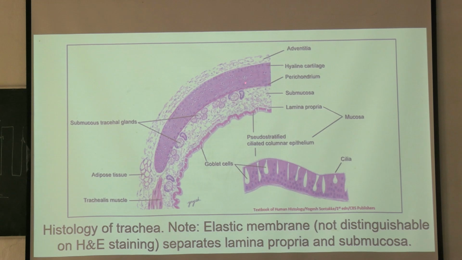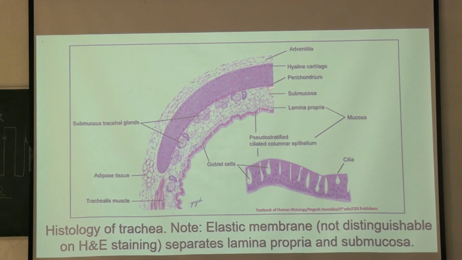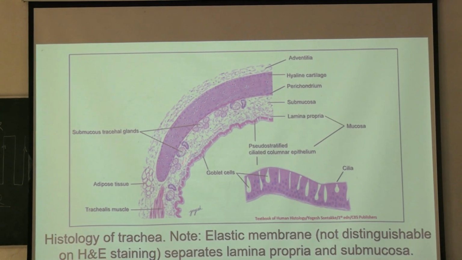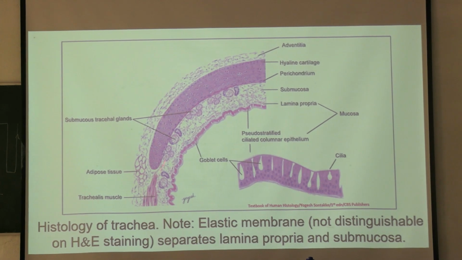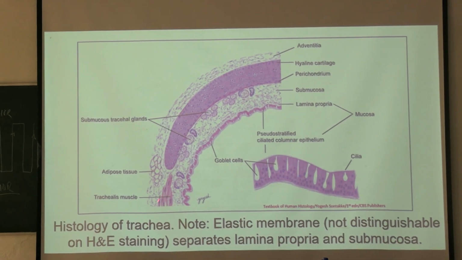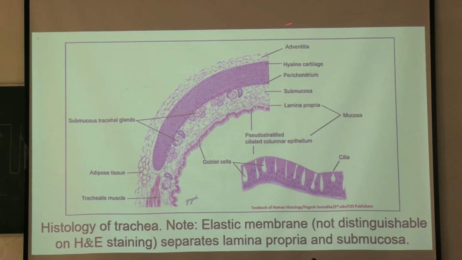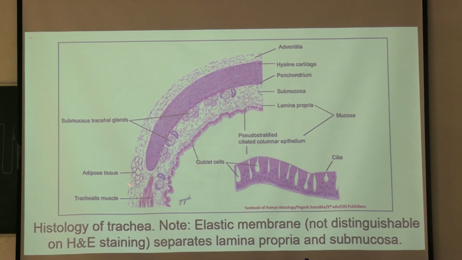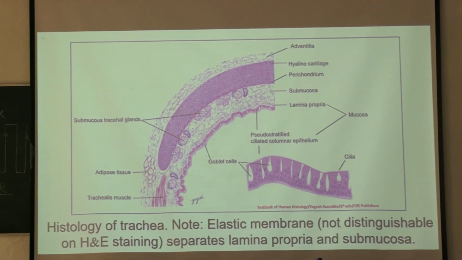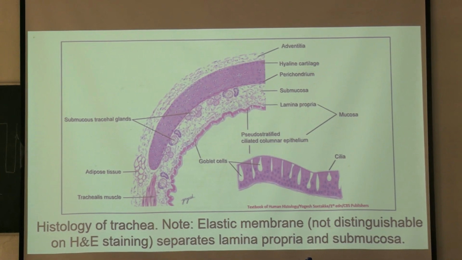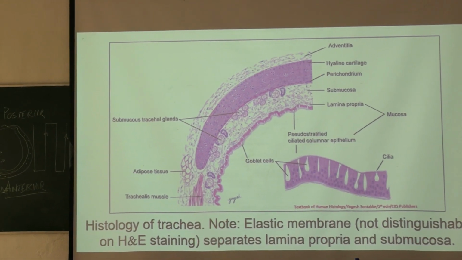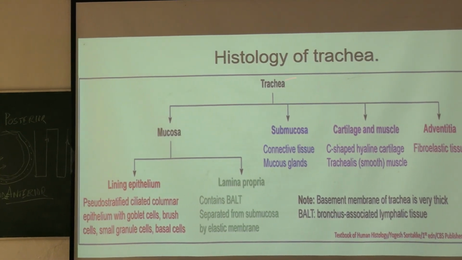You can see the chondrocytes, the matrix, okay, and the perichondrium having 2 layers. And this is trachealis muscle, spindle shaped smooth muscles you can see here. And outermost is the adventitia containing loose connective tissue and some adipose tissue here. Okay, understood? So these are the layers you will see in the wall of the trachea. So this is summarization of histology of trachea.